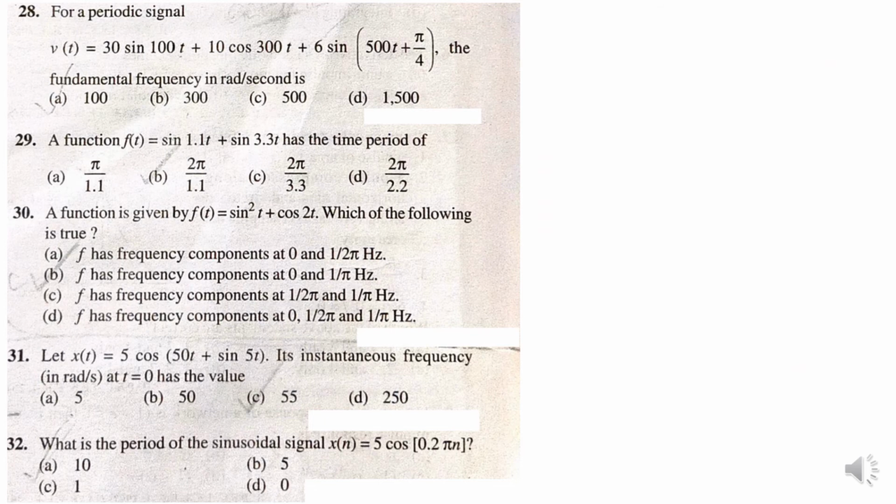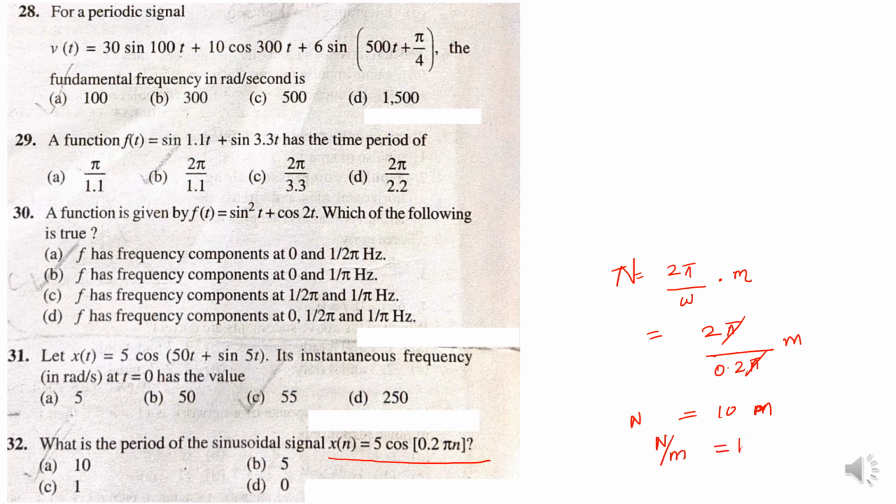Next, what is the period of the sinusoidal signal? x of n is 5 cos 0.2 pi n. Here we are going to find out the period. So T is equal to what? 2 pi by omega into m. Here n is used. What is omega? 0.2 pi into m. Pi cancels. 1 by 0.1, that is 10 into m. So N by m is what? That is equal to 10.